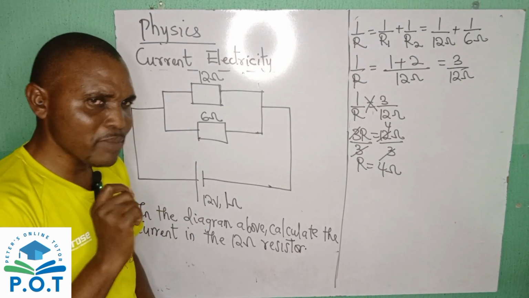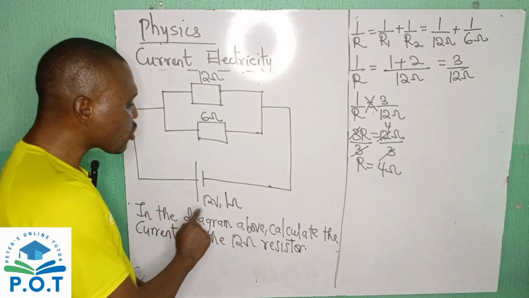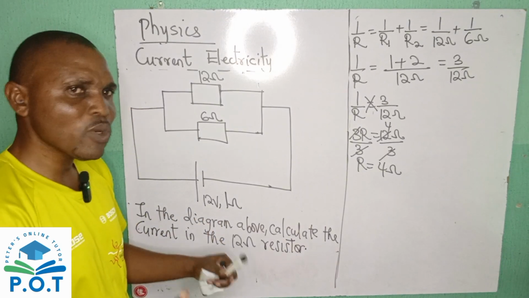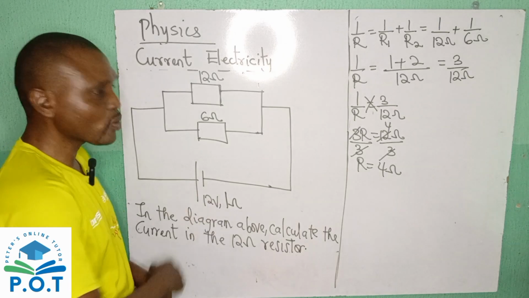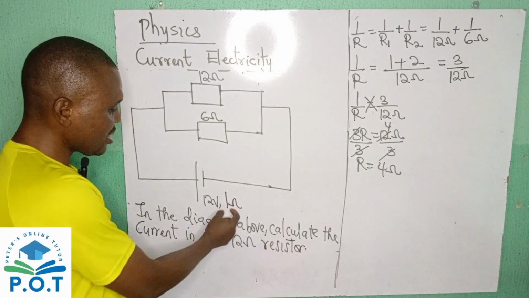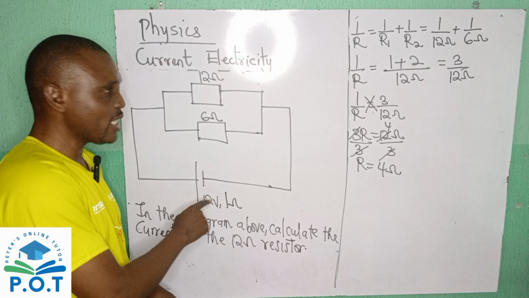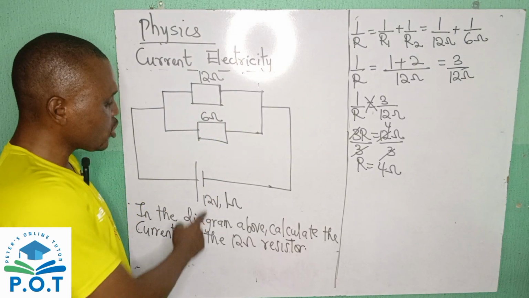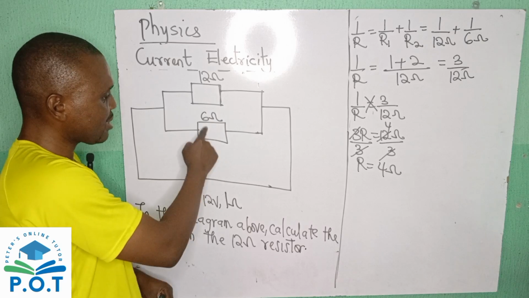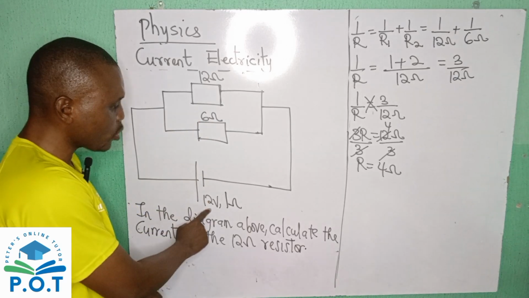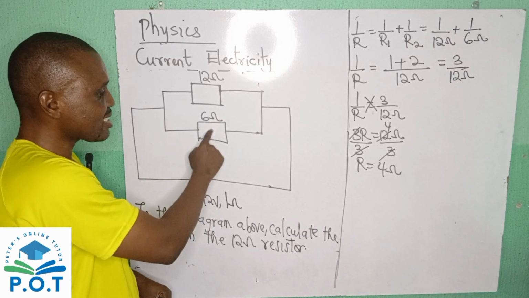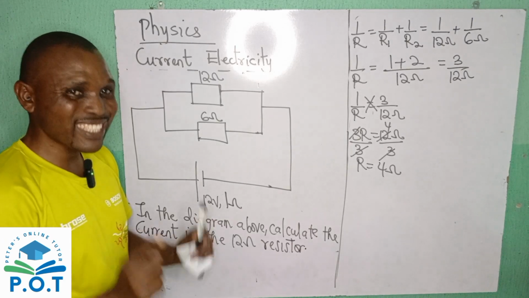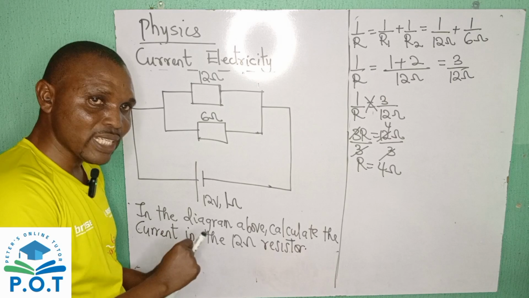Now, what do I do in this case? It is better for me to get the PD across this 1 ohm, which is the internal resistance. So let me go for the PD across this 1 ohm first. And when I get the PD across this, I can take it away from 12 to get the PD across 12 and 6 ohm. I can't just use this 12 volts for this 12 ohm and 6 ohm. It's not going to work that way. Why? Because of the internal resistance that is included in the question.